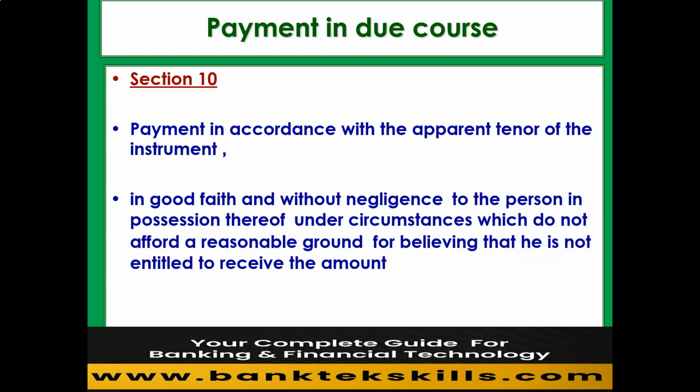Payment in accordance with the apparent tenor of the instrument means if it is bearer, then to the bearer; if it is to the account of the payee only, then to the account of the payee. If it is an order cheque, to the last endorsee. And if a payment is made in good faith without negligence to the person in possession thereof under circumstances which do not afford a reasonable ground for believing that he is not entitled to receive the amount, it is called payment in due course. The bank is not liable if the cheque has been paid as per the apparent tenor of the instrument or the cheque.